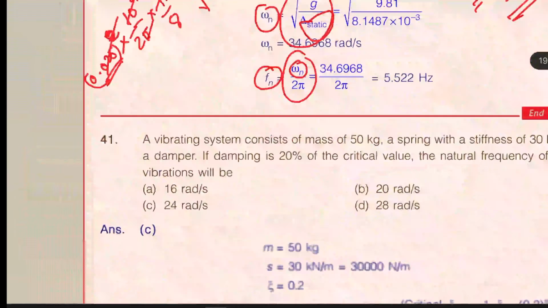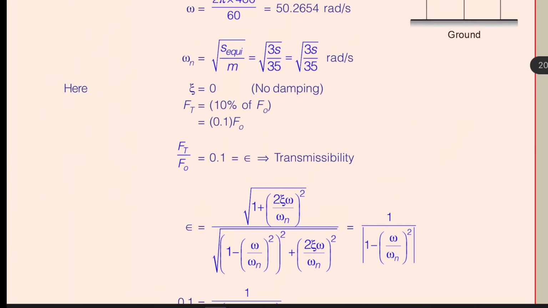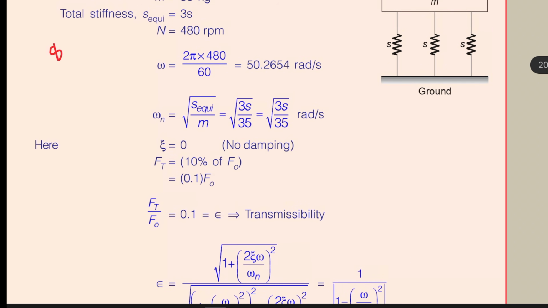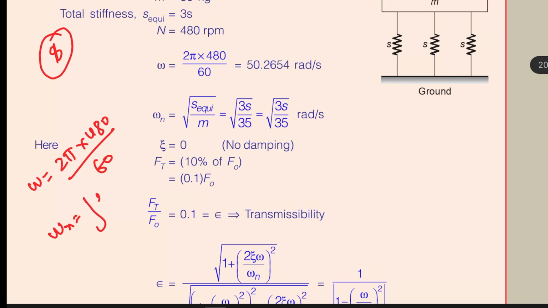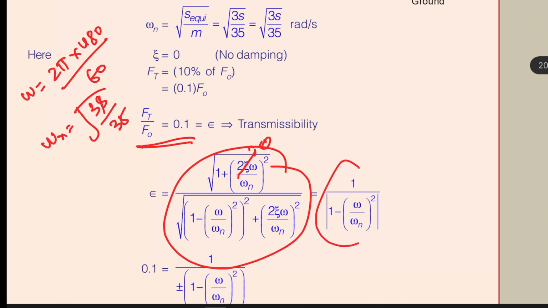Now let's take one more question and see how exactly we can apply approximation in that. This is question number 42, in which the equation that we need to solve is for the S value. You can read the question later. What we are given is omega is equal to 2 pi into 480 divided by 60, and omega n is equal to root over 3s divided by 35, and one more condition is for transmissibility, that is F by F naught is equal to 0.1. They have unnecessarily provided this formula just to make people afraid, but we know that zeta is 0, so this is going to be the final formula.